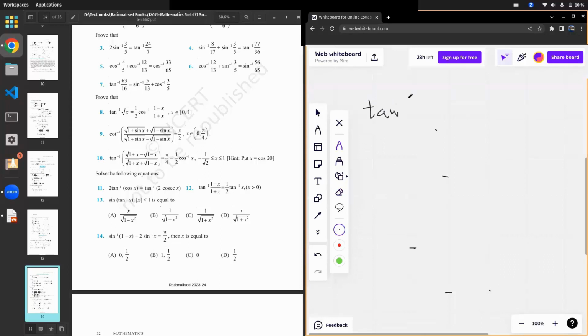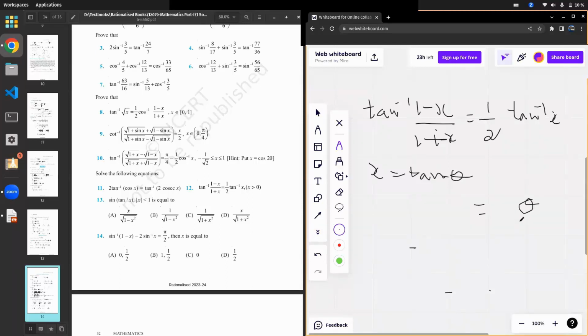So tan inverse of (1 minus x)/(1 plus x) is equal to half into tan inverse of x. For this equation, since both are of the form tan inverse, first we'll take x equal to tan theta. Then the right hand side will be equal to theta by 2, and the left hand side will be equal to tan inverse of (1 minus tan theta) divided by (1 plus tan theta).